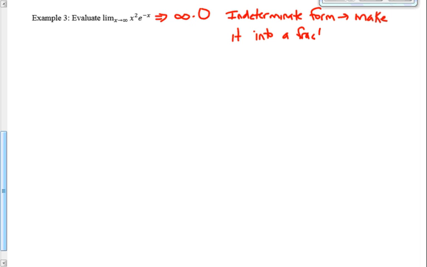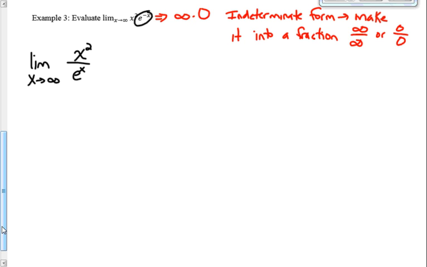And our fraction should be infinity over infinity, or 0 over 0. So let's rewrite this thing first. Limit as x approaches infinity. And this one's actually simple to get into a fraction because e raised to the negative x is the same as e to the x in the denominator. So let's check and see what I get when I evaluate this. Now I get an infinity on top and an infinity on the bottom, which is an indeterminate form, which means I can use L'Hopital's.